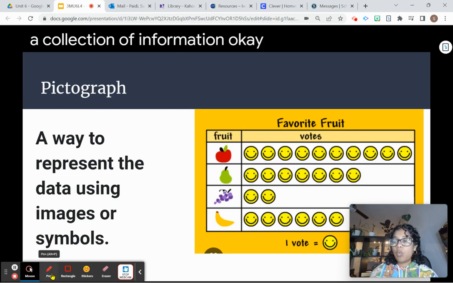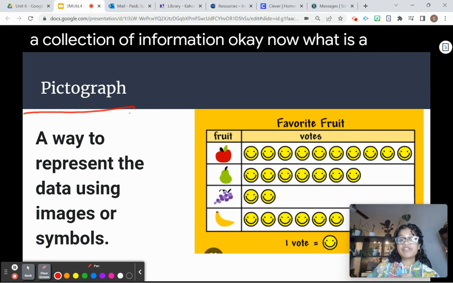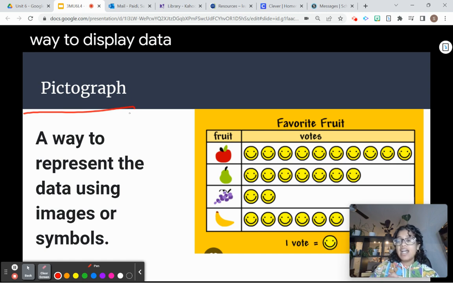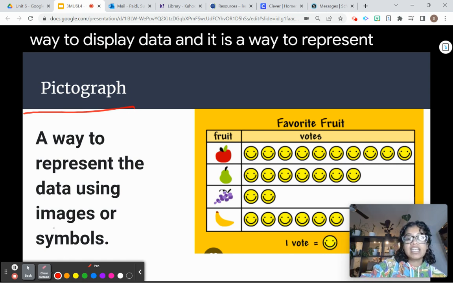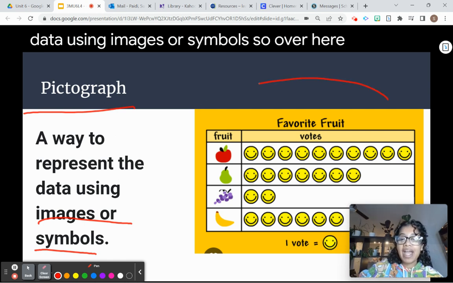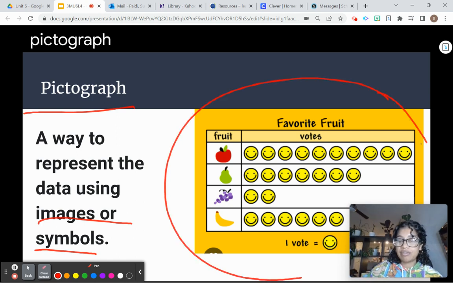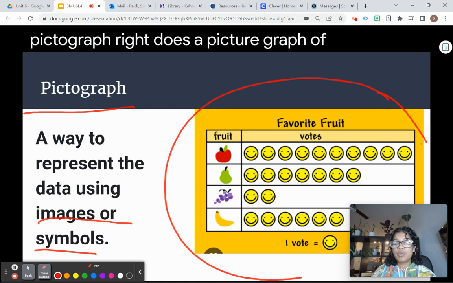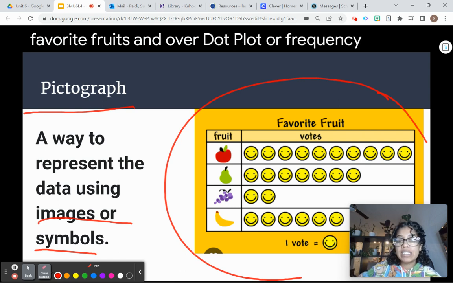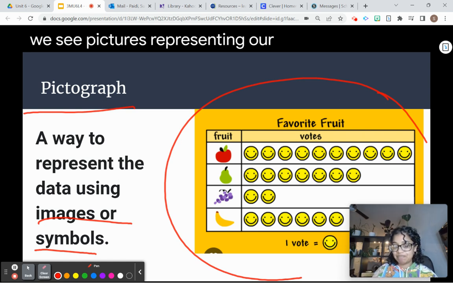Okay, now what is a pictograph? A pictograph is another graph, or a way to display data, and it is a way to represent the data using images or symbols. So over here we have a pictograph of everyone's favorite fruits. Unlike a dot plot or a frequency table, we see pictures representing our data.